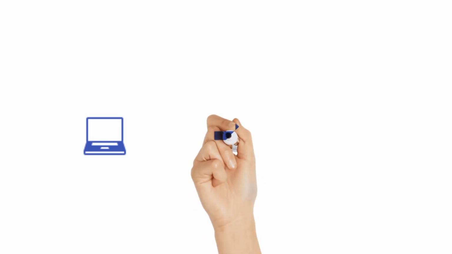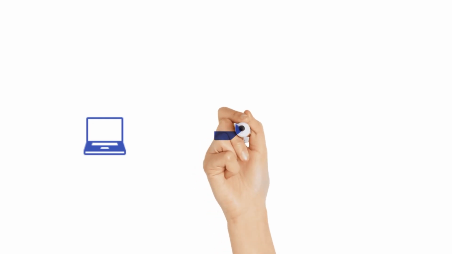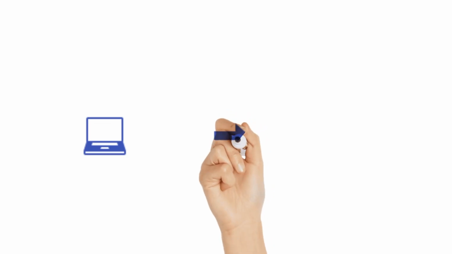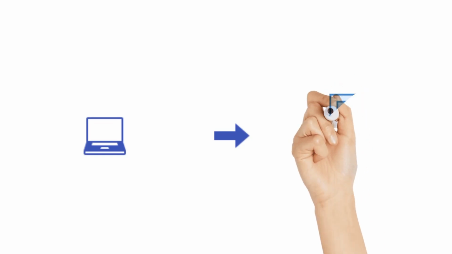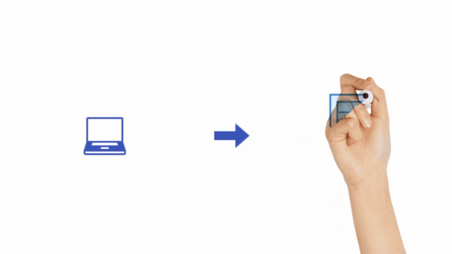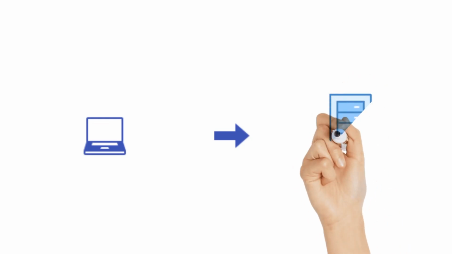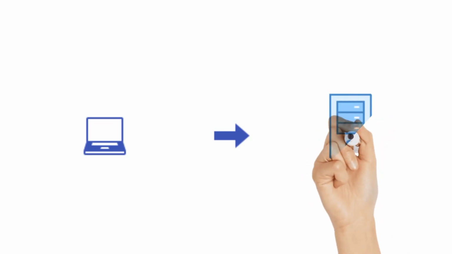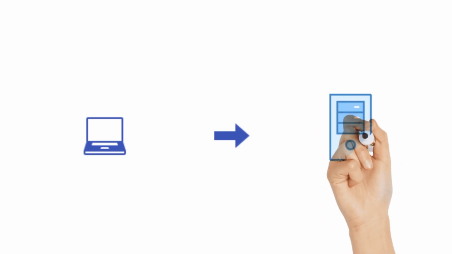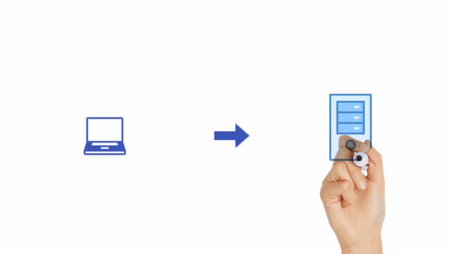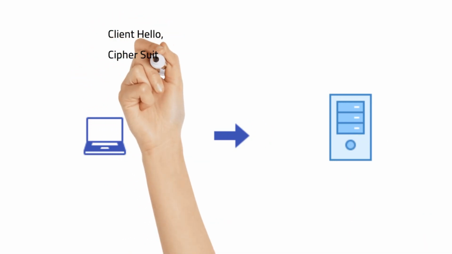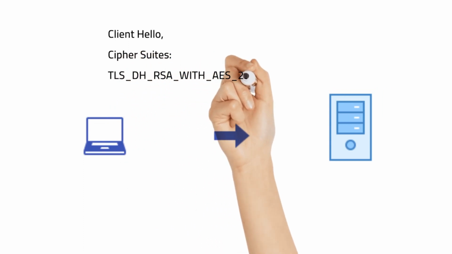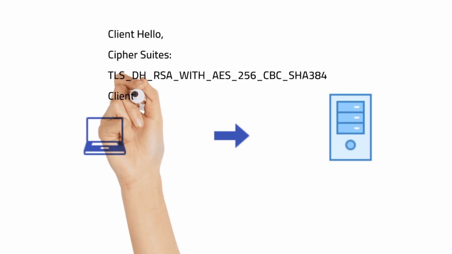What does this cipher suite mean? The cipher suite contains the essential elements for establishing a secure connection between the client and the server. It contains four important elements: the key exchange algorithm, authentication algorithm, bulk encryption algorithm, and hash algorithm. It looks like the following format: TLS_DH_RSA_WITH_AES_256_CBC_SHA384. What does it mean? The client is asking the server whether it is able to support this algorithm. Let's see what happens in the next step.